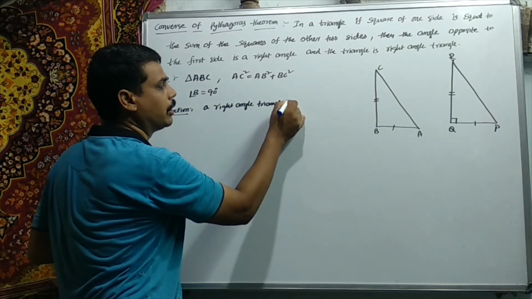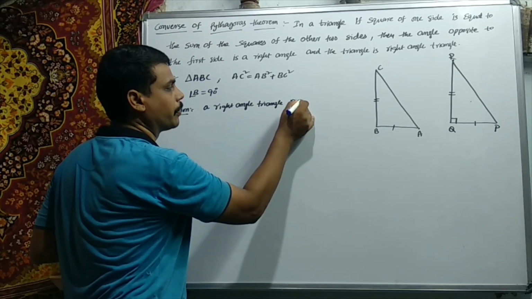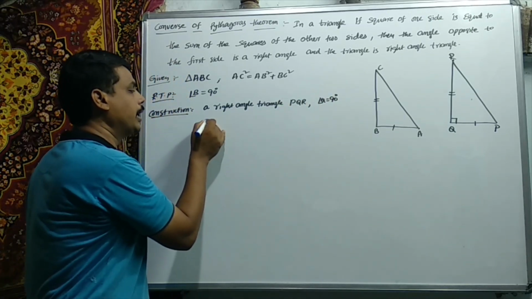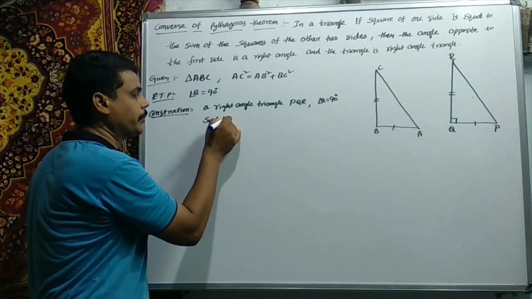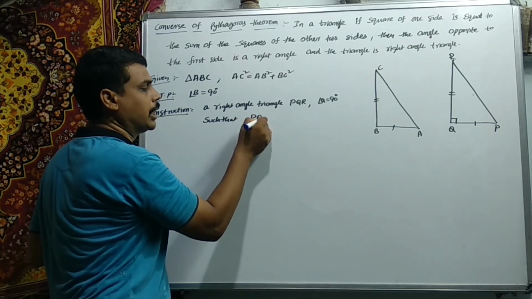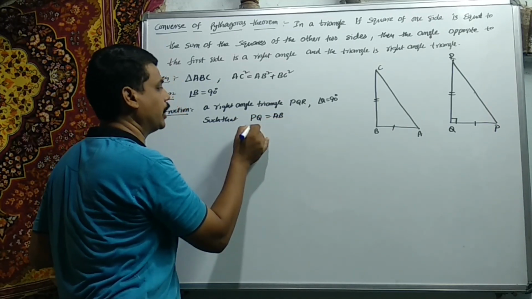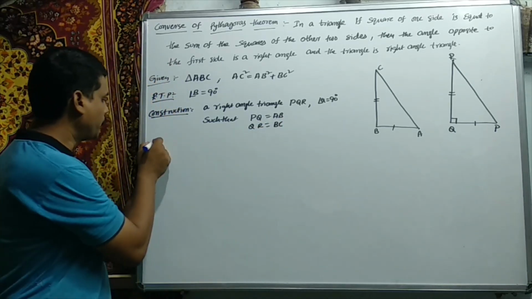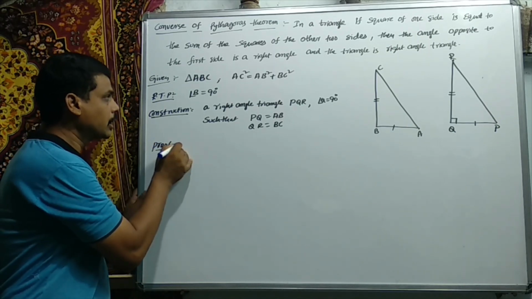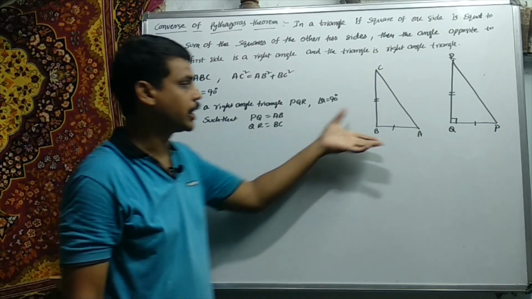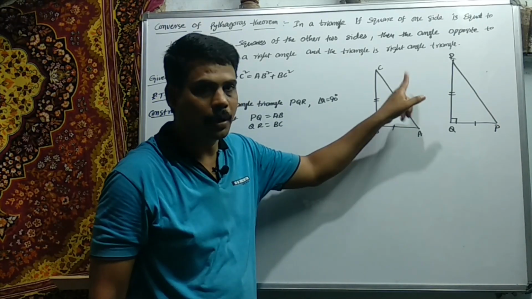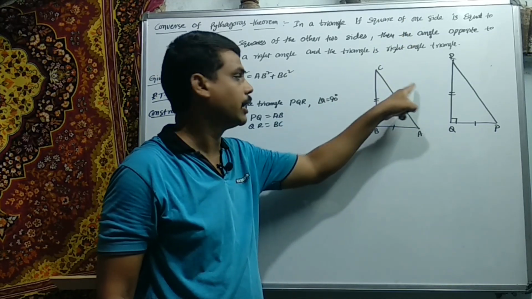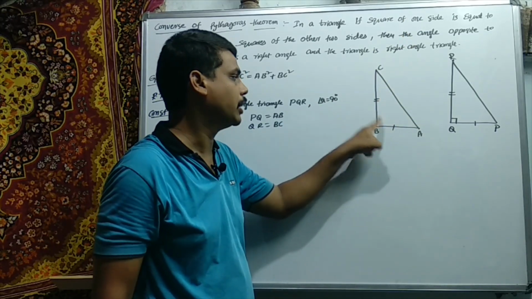A right angle triangle PQR, where angle Q is equal to 90 degrees, and such that the length of PQ is equal to AB, and the length of QR is equal to BC. Now I have to prove this one. What I have to prove is that angle B is equal to 90 degrees.